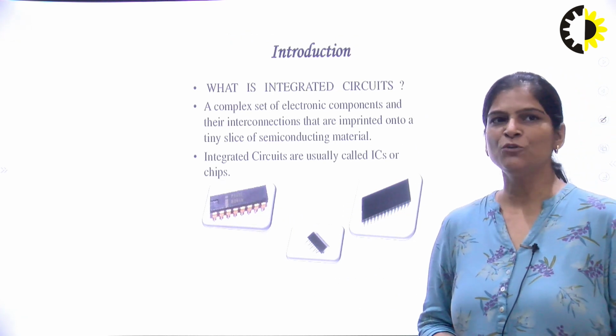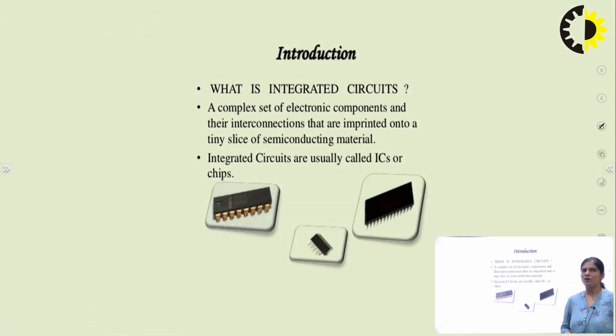First, what do you mean by integrated circuit? All the electronic components that are interconnected on a single chip, that is known as integrated circuit. Those electronic components may be active devices or passive devices, and integrated circuits are usually called ICs or chips.